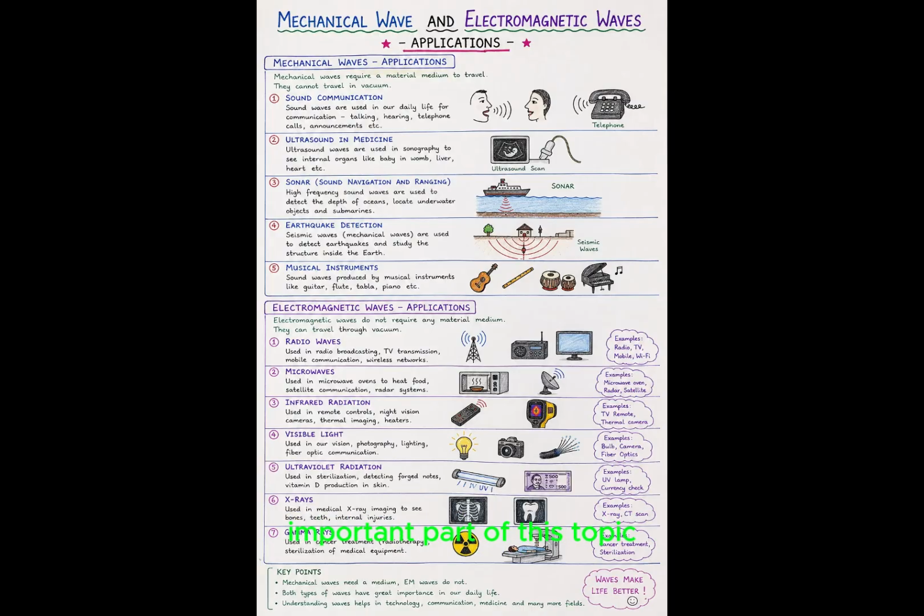Another important part of this topic is the comparison between mechanical and electromagnetic waves. Mechanical waves need a medium, while electromagnetic waves do not. Mechanical waves generally travel slower and depend on the properties of the medium, whereas electromagnetic waves travel at a constant speed in vacuum. Mechanical waves can be both longitudinal and transverse, but electromagnetic waves are always transverse. Also, mechanical waves are caused by particle vibrations, while electromagnetic waves are caused by oscillating electric and magnetic fields.